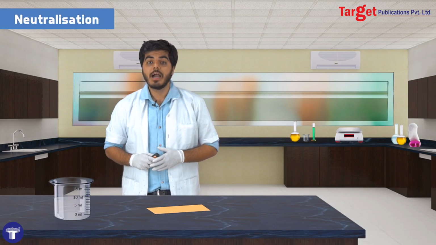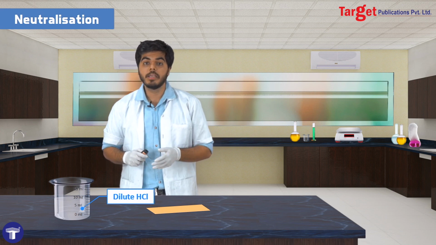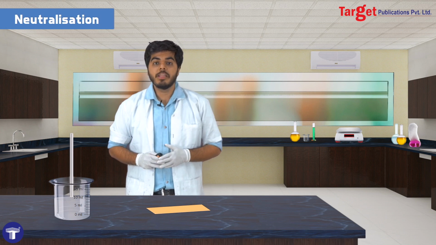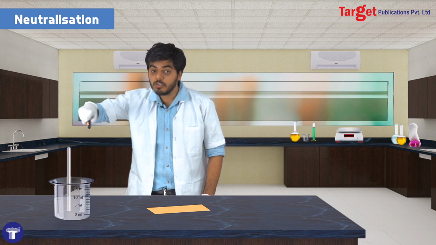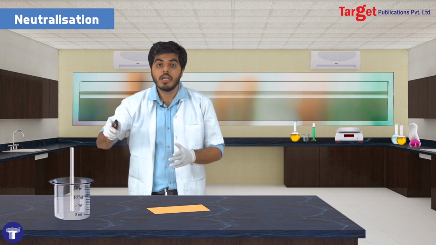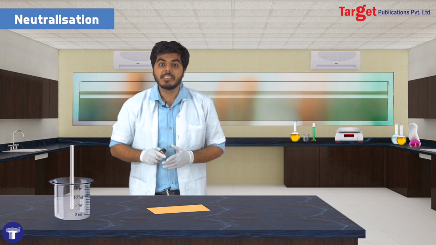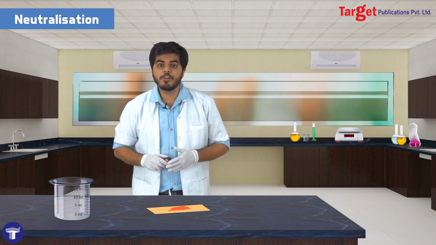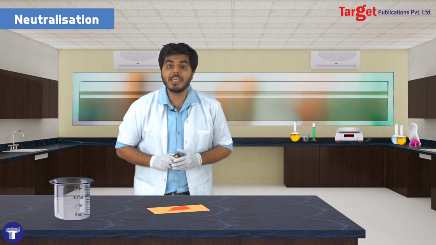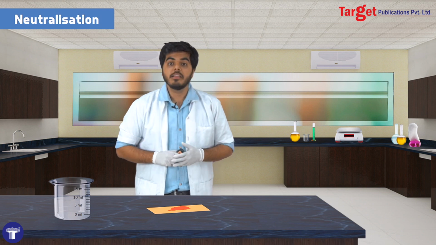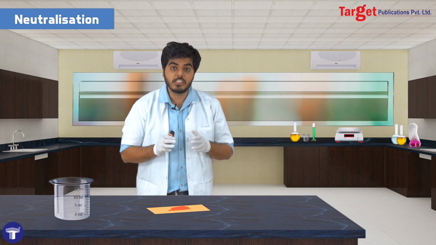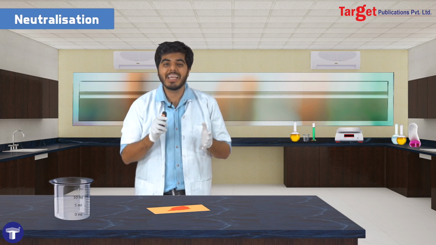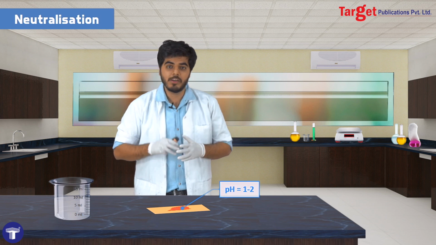Now as you can see, I have taken dilute HCl in a beaker and I have kept a pH paper in front of me. Now with the help of glass rod, I am going to stir the entire solution. After stirring it, I am going to place glass rod on the pH paper, and by placing it, some of the drops of dilute HCl fall on the pH paper. As it falls, I can see the color of pH paper changes to red. But by looking at the color of pH paper, I can say the pH value is around 1 or 2.